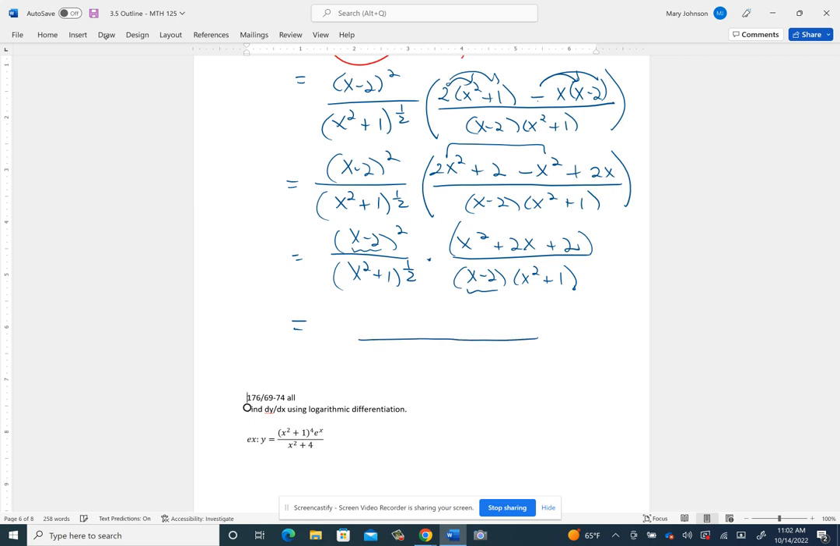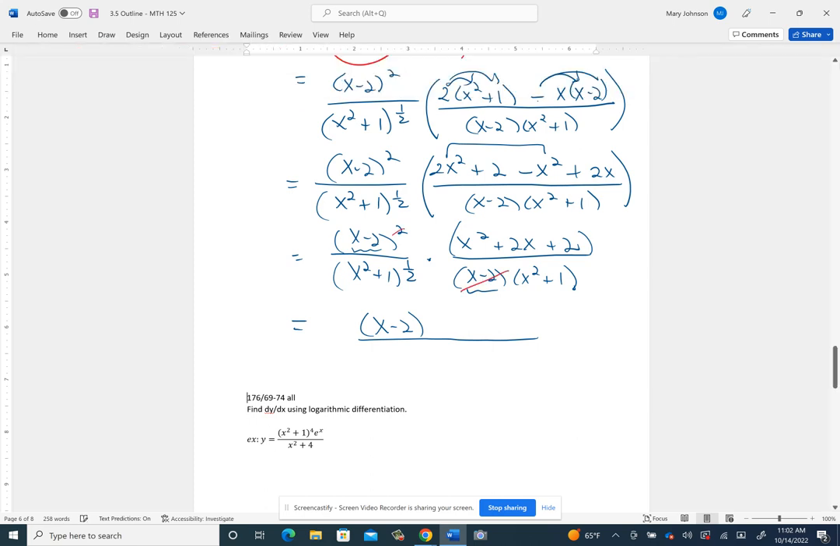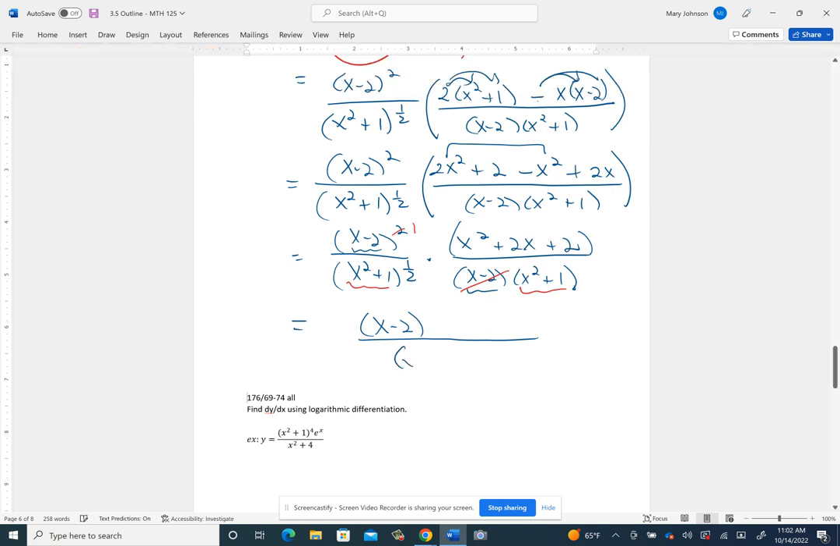That'll leave just one x minus 2 on top, right? So I'm going to knock out one of these, leaving me just one. Then I also notice that these two expressions have the same base, so let's consolidate those, and that would be x squared plus 1. This exponent is 1/2, this exponent is 1, so that's 3/2. Okay. And then I still have this x squared plus 2x plus 2.